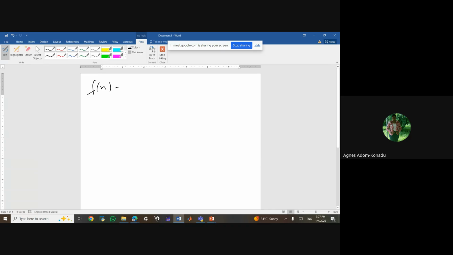So I have f of x is equal to x sin x minus cos x. I'm telling you that this is a product of functions. Can you see that this is a product? Can you see it as a product? Yes, madam.